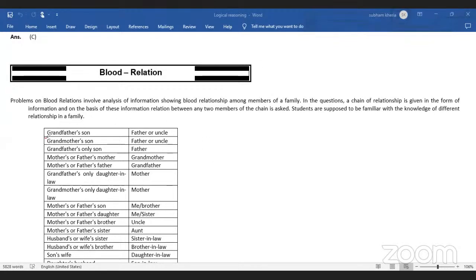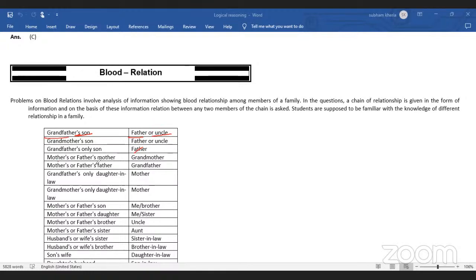Okay. So now let's come to the basics of blood relations. Now all of you can see my screen, right? See the first one. Grandfather's son will be father or uncle. Grandfather matlab dada. Grandfather's son will be either your father or your uncle. Similarly, grandmother's son will also be your father or uncle. Grandfather's only son, dada ka iklauta beta, will be your father. Are you getting the point? Grandfather's only son, matlab only one son is there. That means he's your father. Similarly, grandmother's only son will be your father.